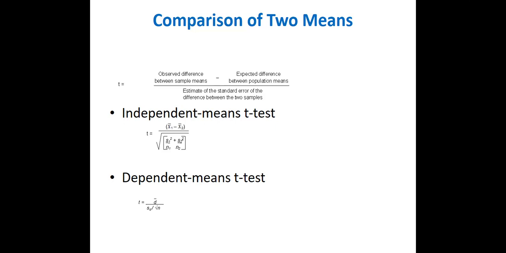Now, look at what we have here. We give an example of independent t-test here. We also have dependent t-test. This one is comparing two means. If you look at the first one, you see the observed difference between sample means minus the expected difference over the estimate of the standard error of the difference between the two samples. Actually, what you compare in hypothesis testing is the difference between groups. You can call it the systematic variability, or variation, or variance. Systematic variance.